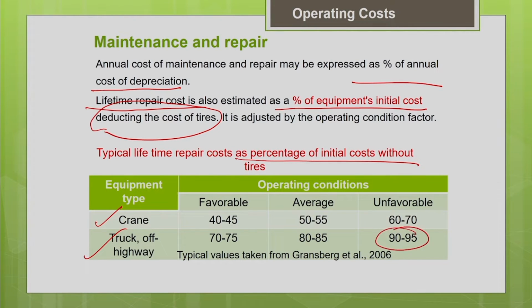The same truck, when it is operated on a properly maintained haul road on a gradient which is not very steep, that is called a favorable condition. You can see that the repair factor is less, 70 to 75%. So, you can see in the literature the definition of the operating conditions will be given for different types of equipment. You can find that information in the equipment handbooks.